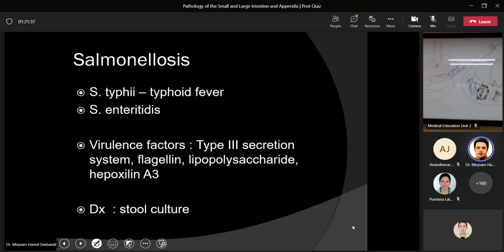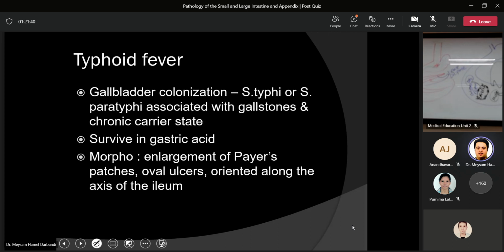Diagnosis is also by stool culture. How about typhoid fever? What will typhoid fever do, Ahmad? Gallbladder colonization, right? S. typhi or S. paratyphi is associated with gallstones and a chronic carrier state. It survives in gastric acid. Morphologically there is enlargement of the Peyer's patches. Where are Peyer's patches in anatomy? Where? Which part of the small intestine? Is it in the duodenum, the ileum, or the jejunum?